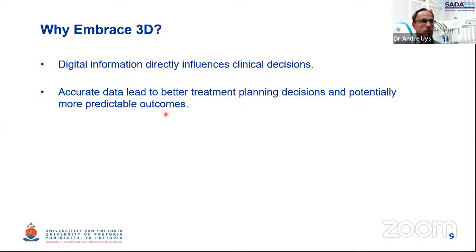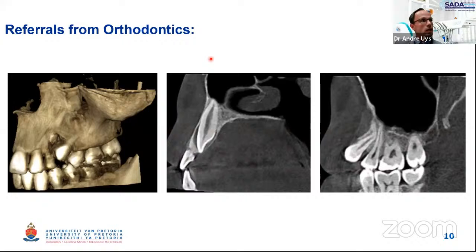Now, I'm going to go through a couple of cases. We usually get referrals from orthodontics, and I've included a couple of images here. It's basically to evaluate the three-dimensional location of a tooth and to assess whether a tooth is salvageable or not. But it also helps with your surgical planning and technique. So what you can see here, this scan was taken for that impacted canine. And it really was taken to do the surgical technique and planning for the specific patient.